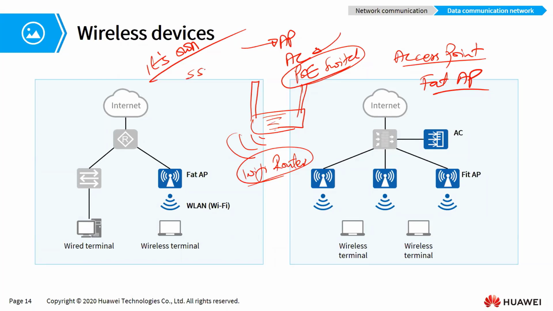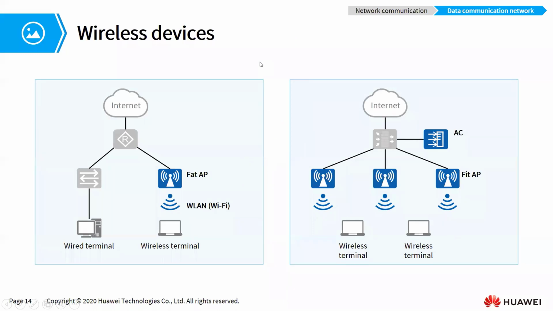You configure the SSID, the Wi-Fi name, you configure the password on it, you configure authentication on it, you configure routing on it, everything is configured on the device itself. Now, what is the benefit of that? You configure one device and you're good to go. But that benefit also tells you it is best for small office or home office networks.